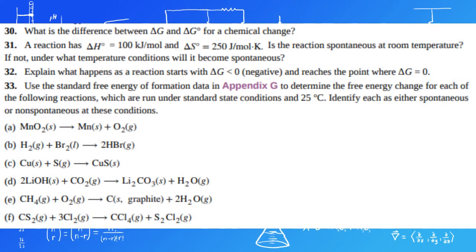All right. 32. Explain what happens as a reaction starts with delta G less than 0 and reaches the point where delta G is equal to 0. So it starts with Q less than K, and the reaction proceeds until it reaches equilibrium. That's basically it.